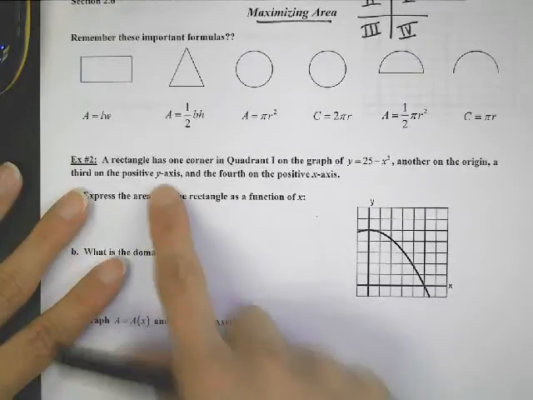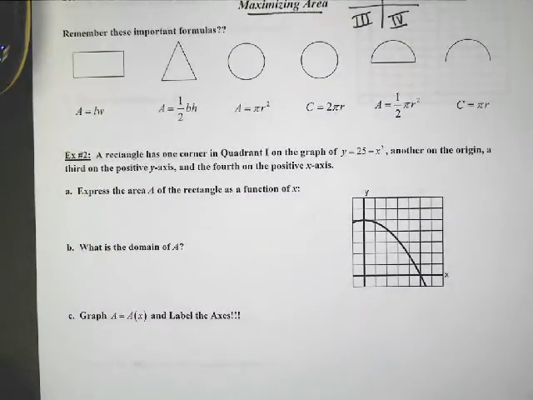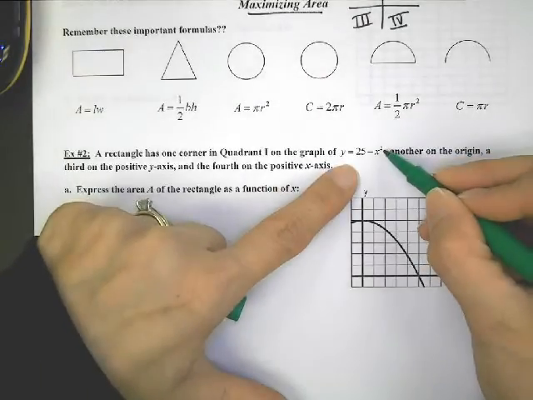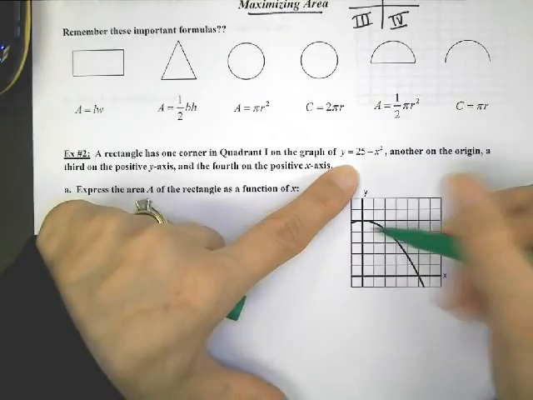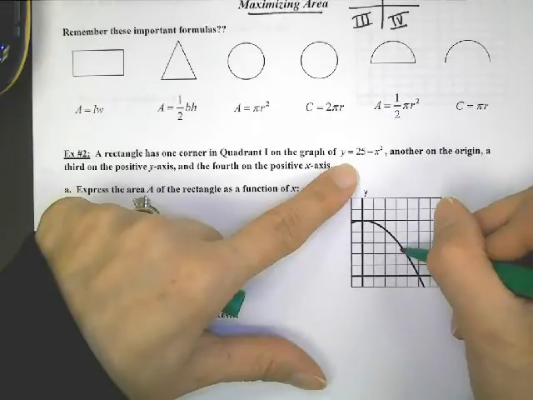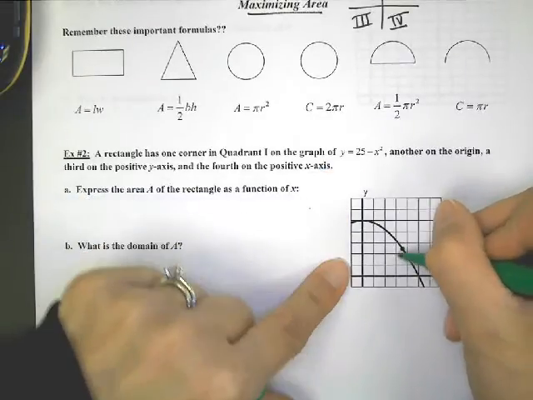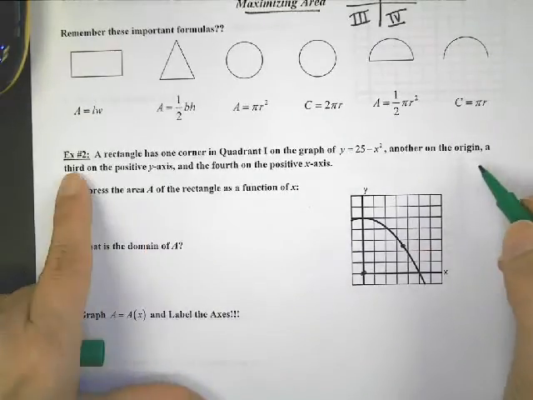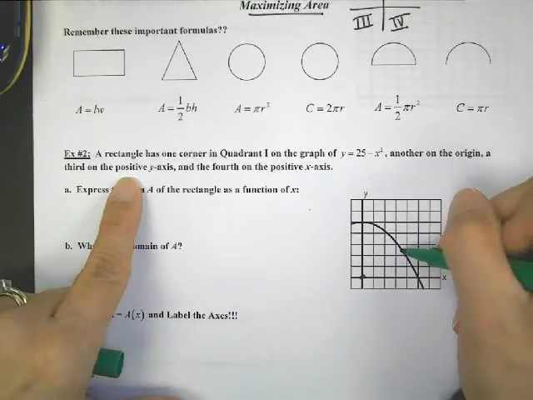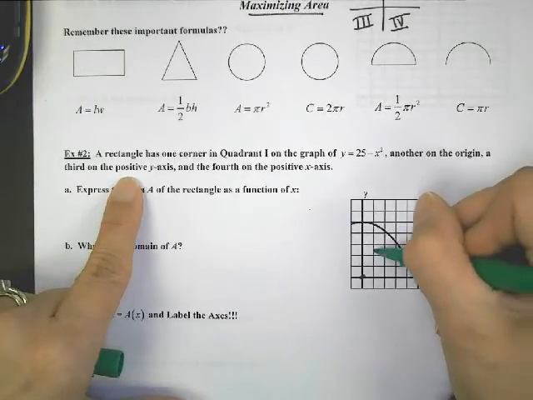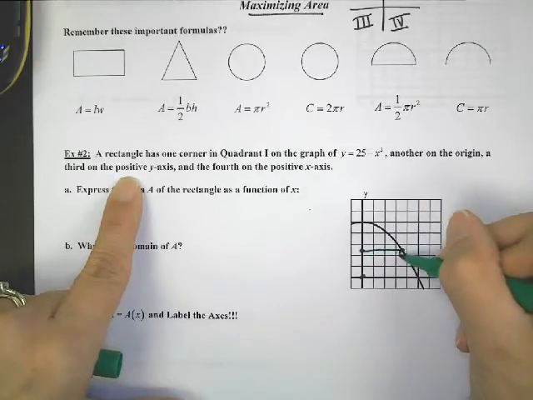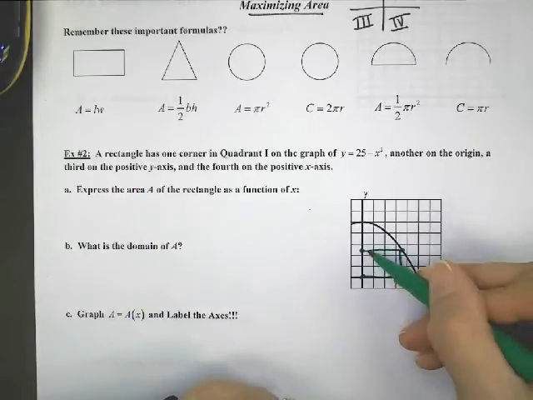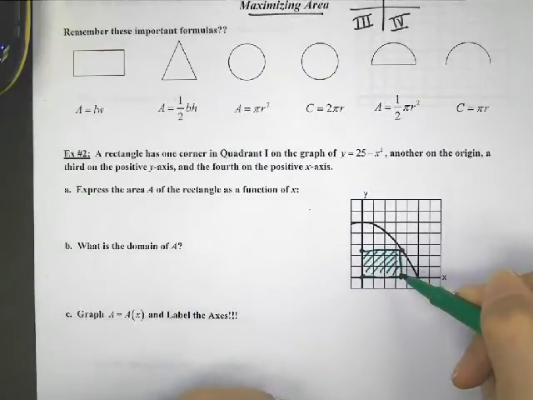Okay? All right, a rectangle has one corner in quadrant 1. So here's quadrant 1 on the graph. So this is a parabola facing down. Here it is. And there's one corner on this graph. I'm going to make sure that I put the corner right in the middle there, not looking like it's on an integer. Okay? Another one's on the origin. One is on the positive y-axis. So since this is going to be a rectangle, it's going to be right there on the y-axis. And one's on the positive x-axis. So here is the rectangle. And I want to have so much area inside of there.